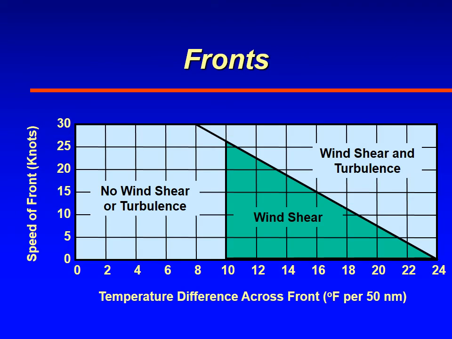Here's a nomogram or a diagram that was developed by Northwest Airlines showing the relationship between shear, or actually wind speed, and also the temperature difference across the front, or the gradient, and then whether you're going to have wind shear and turbulence, or neither shear nor turbulence. And it looks like the cutoff is 10 degrees Fahrenheit per 50 nautical miles. And then whether you're going to get turbulence or not depends upon not only the temperature gradient, but also the speed of the front.